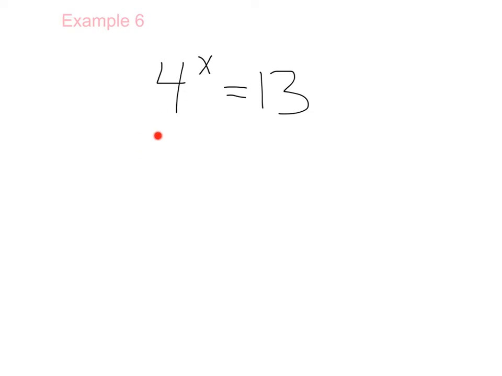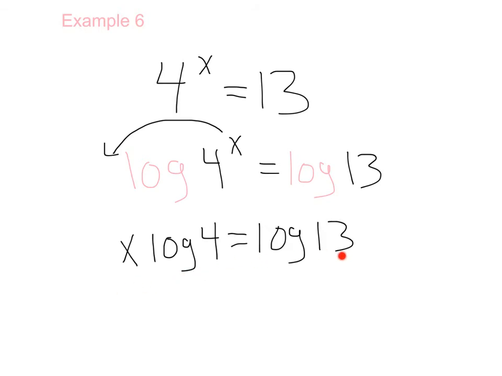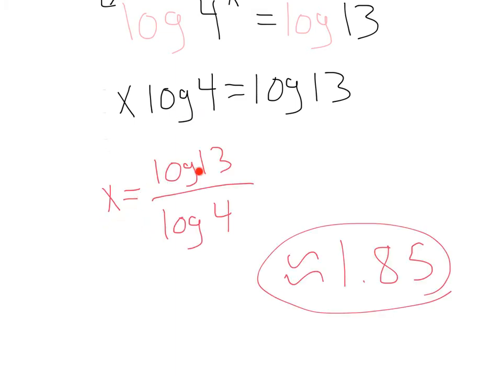This equation, we've got 4 to the x power equals 13. Check this out. If we take the log of each side of the equation, giving us log of 4 to the x equals log of 13, we can use our power rule and pull that x straight to the front. That would give us x log 4 equals log 13. Now, to solve for x, we just need to do some simple division, giving us x equals log 13 divided by log of 4, or approximately 1.85.